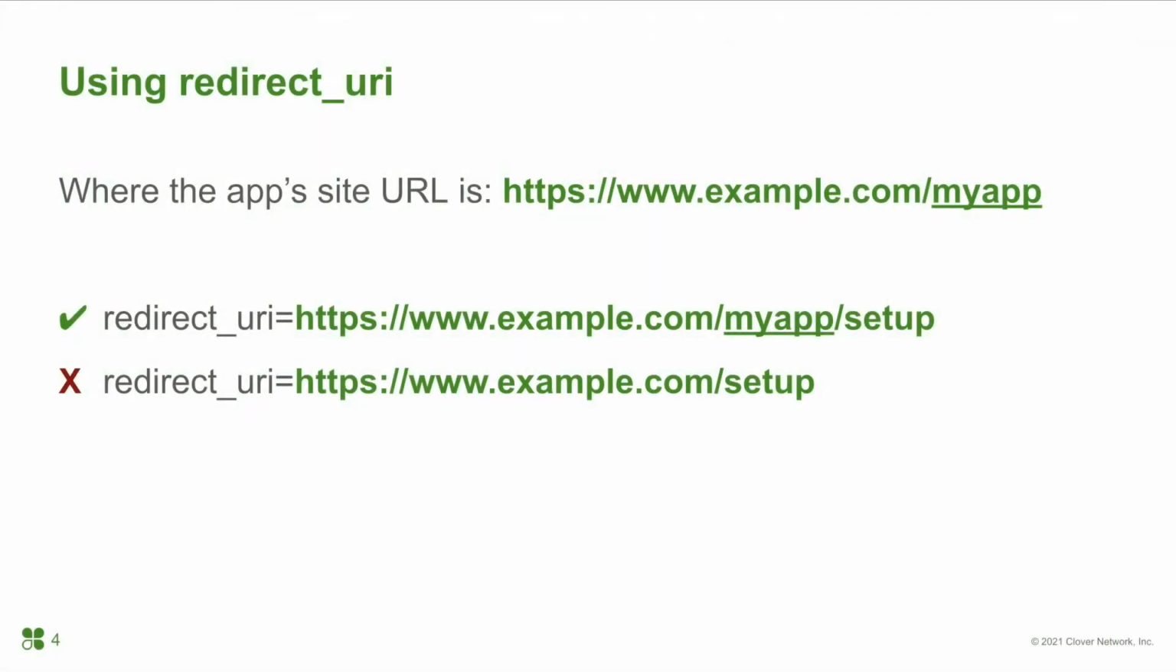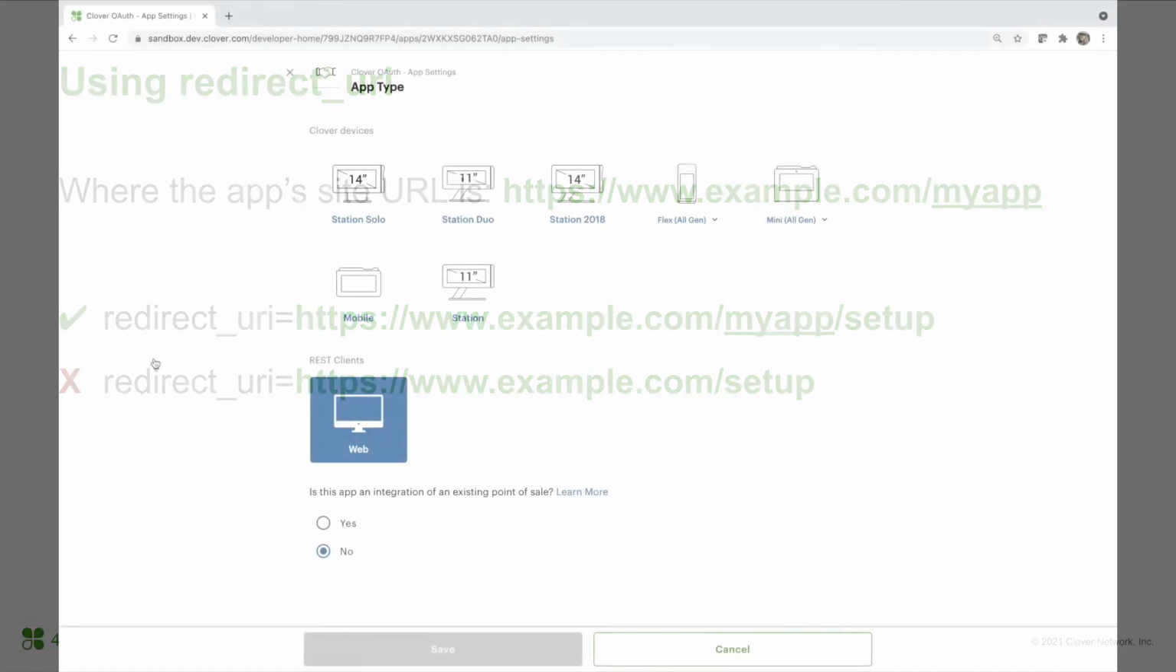Another optional parameter is redirect URI. You can use this parameter to ask Clover to redirect the merchant back to a different URL when they're done with authorization. Keep in mind that your redirect URI must be a subpath of your existing site URL.